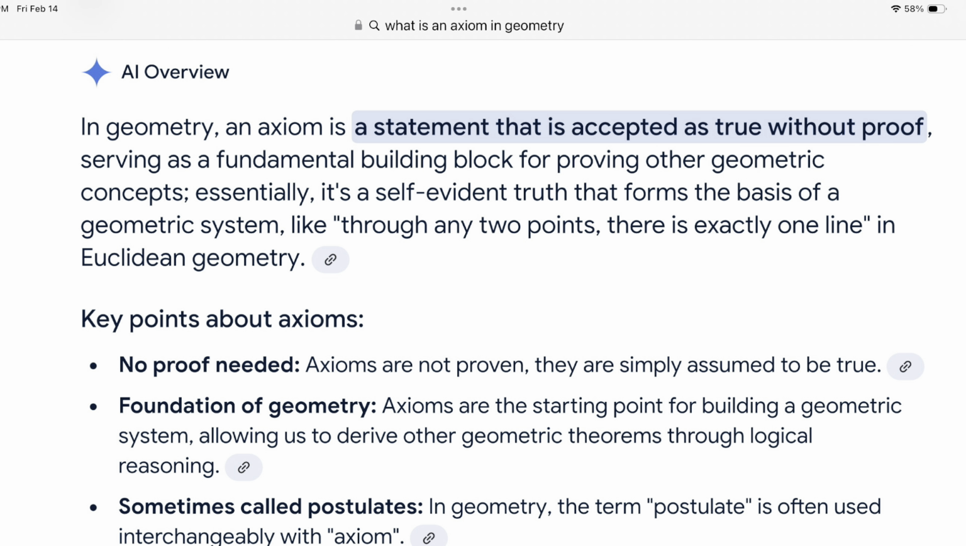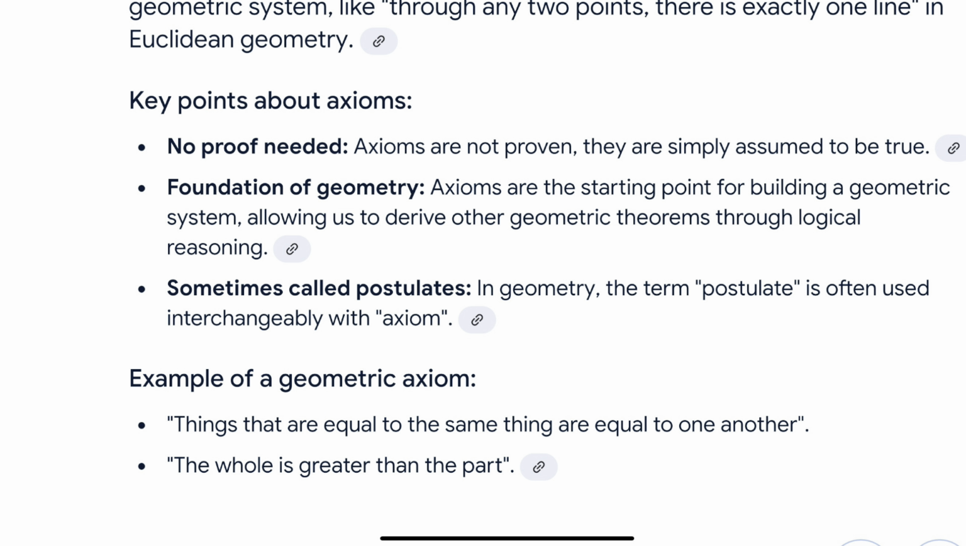Key points about axioms. No proof is needed. Axioms are not proven, they are simply assumed to be true. Foundation of geometry. Axioms are the starting point for building a geometric system, allowing us to derive other geometric theorems through logical reasoning. Sometimes called postulates. In geometry, the term postulate is often used interchangeably with axiom. Examples of geometric axioms. Things that are equal to the same thing are equal to one another, and the whole is greater than the part.